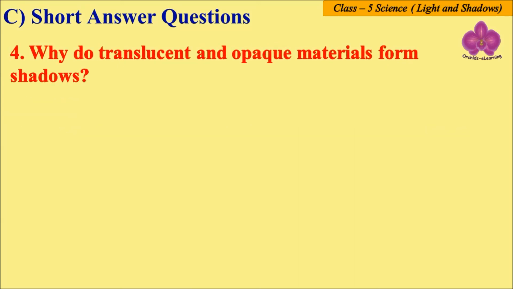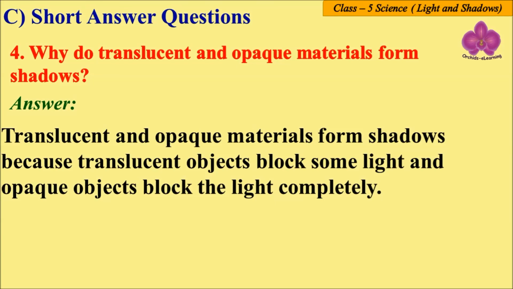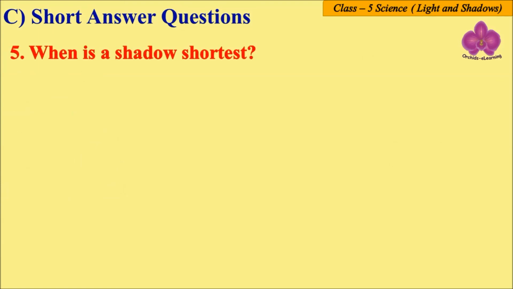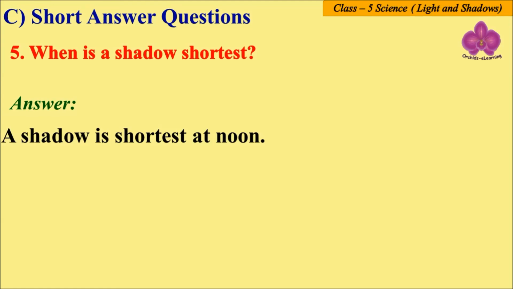Next question. Why do translucent and opaque materials form shadows? Answer is, translucent and opaque materials form shadows because translucent objects block some light and opaque objects block the light completely. Next, when is a shadow shortest? It means at what time of the day a shadow is shortest. And the answer is, a shadow is shortest at noon. It means at afternoon.